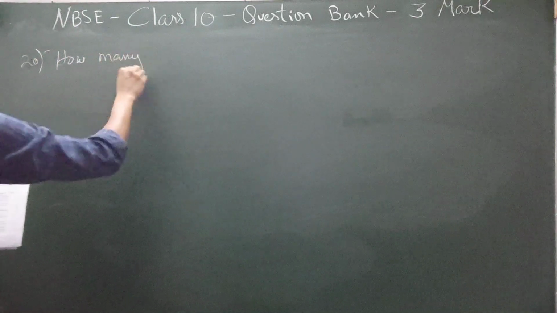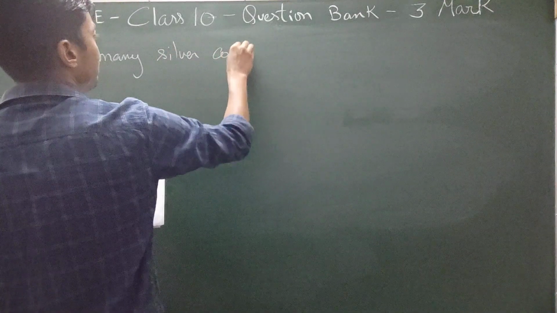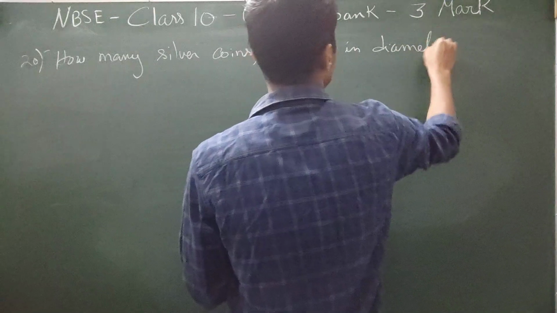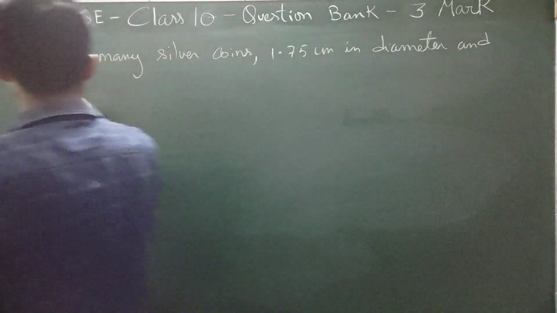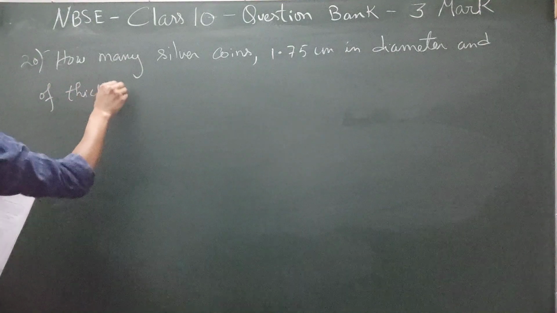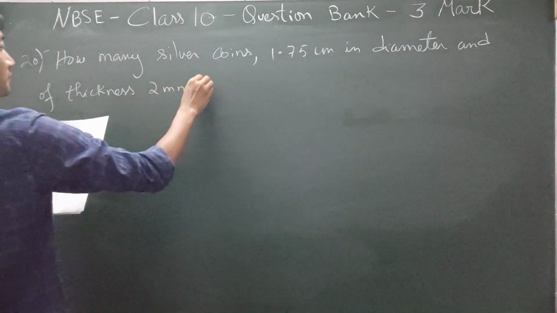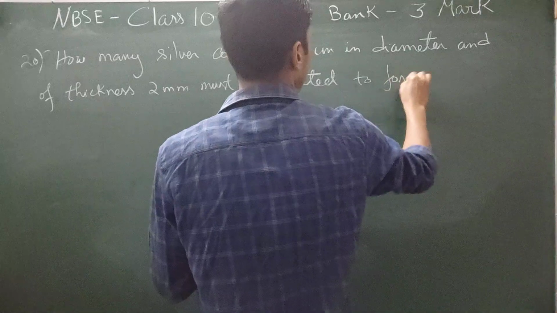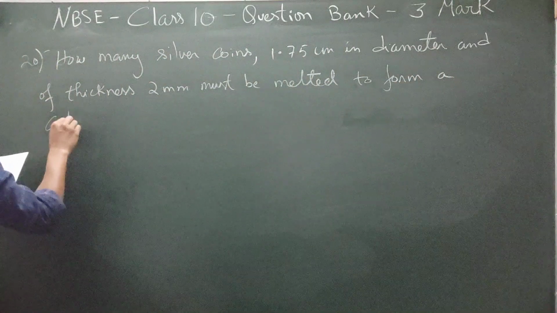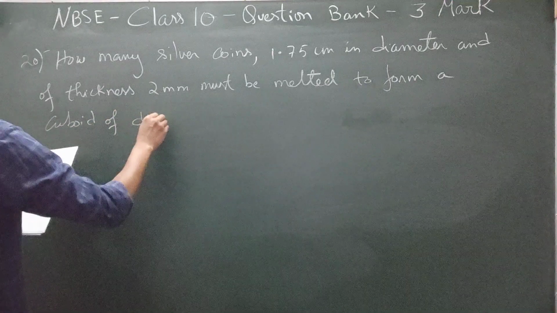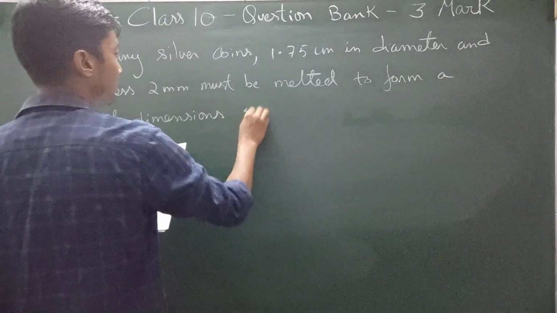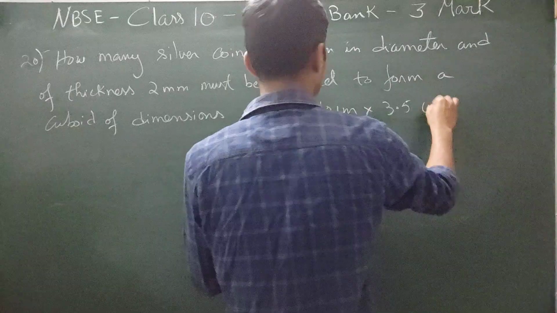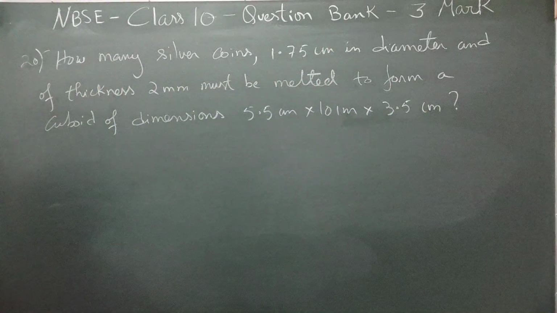How many silver coins, 1.75 centimeter in diameter and of thickness 2 millimeter, must be melted to form a cuboid of dimensions 5.5 centimeter into 10 centimeter into 3.5 centimeter? So the question is, how many silver coins?